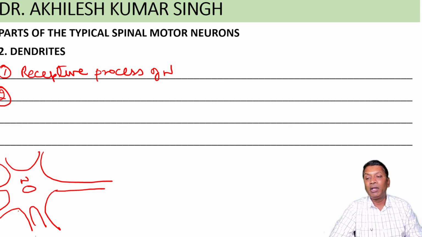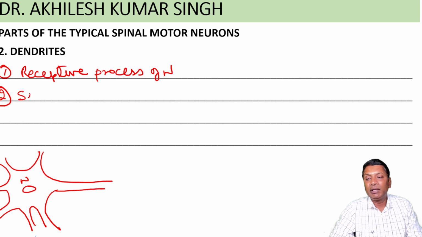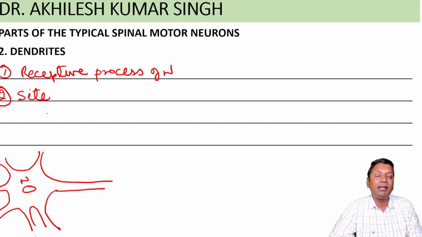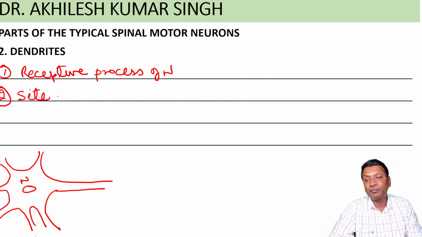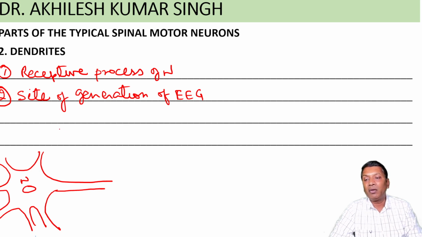Second thing is that they are the site of generation of electrical activity of the neuron. This electrical activity is called the electroencephalogram. So they are the site of generation of the electroencephalogram. So the electroencephalogram is the electrical activity produced in the neuron, right?